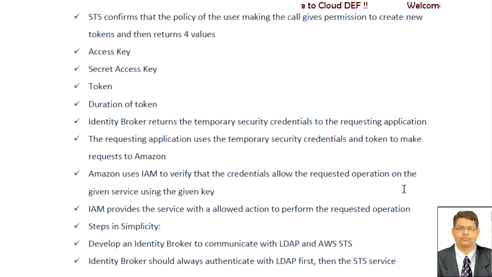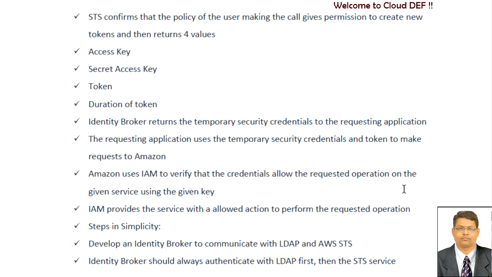The requesting application uses the temporary security credentials and token to make requests to Amazon. Amazon uses IAM to verify that the credentials allow the requested operation on the given service using the given key. IAM provides the service with the allowed action to perform the requested operation.